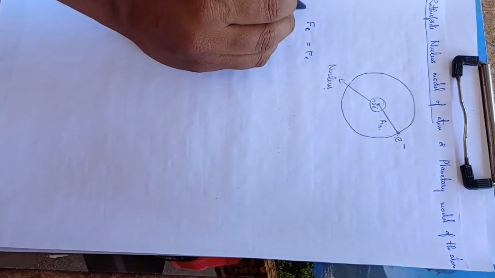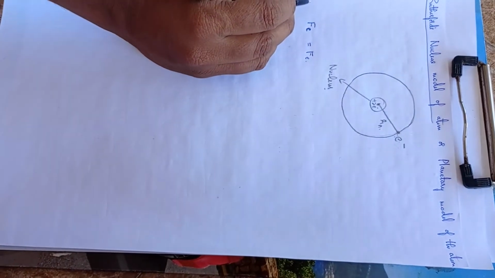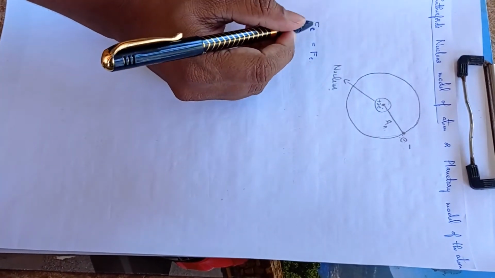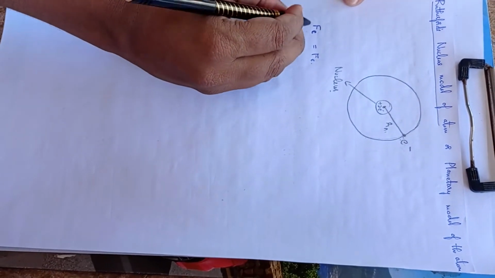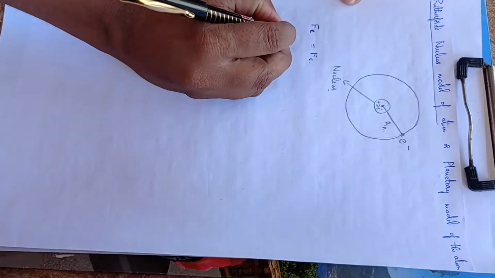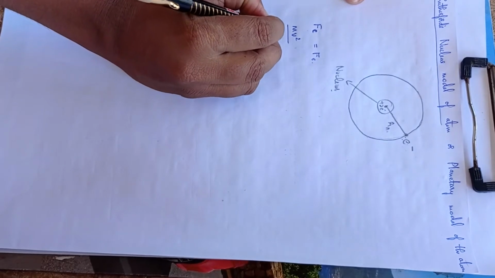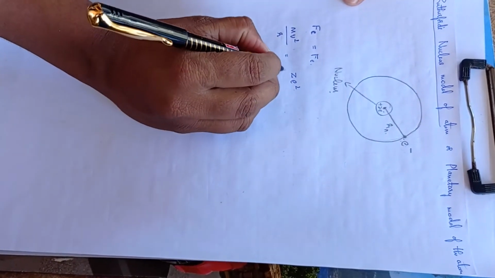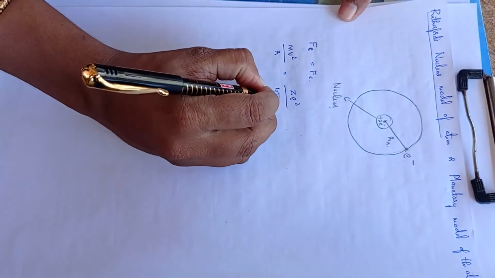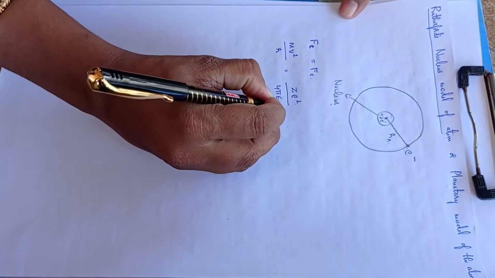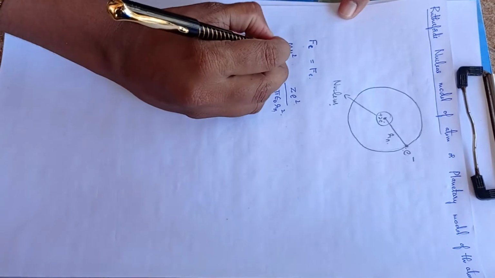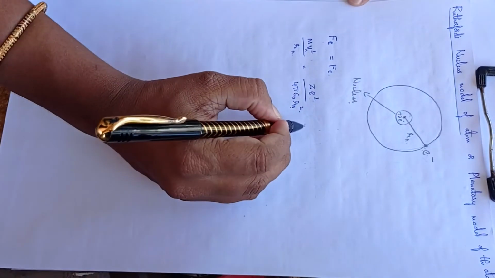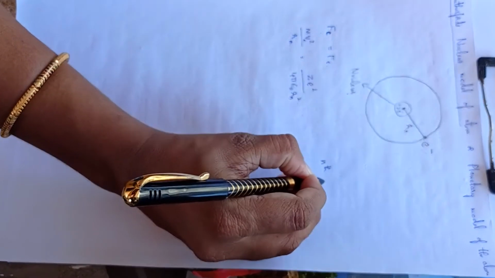So we can write Fc is equal to Fe. We know what centripetal force is. It is nothing but mv square by r. Electrostatic force is given by Ze square by 4 pi epsilon naught Rn square. We take Rn because we are deriving the expression for the nth orbit.